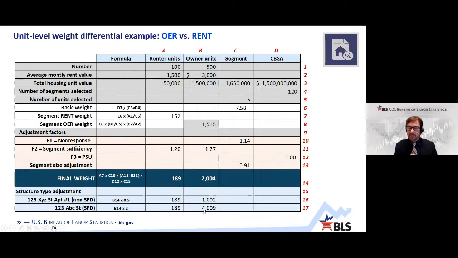So this structure type adjustment did add variability to the unit level weights, but only for OER, not for rent. Okay. Prior to the adjustment, the unit level weights for each unit for OER were equal, different from rent, but equal inside OER. So the structure type adjustment, while mitigating that suspected bias, did add a little variation, a little month-to-month volatility in the weight scheme.